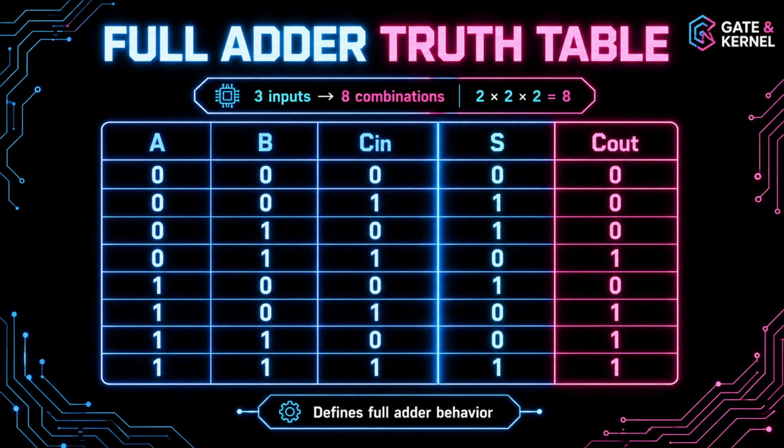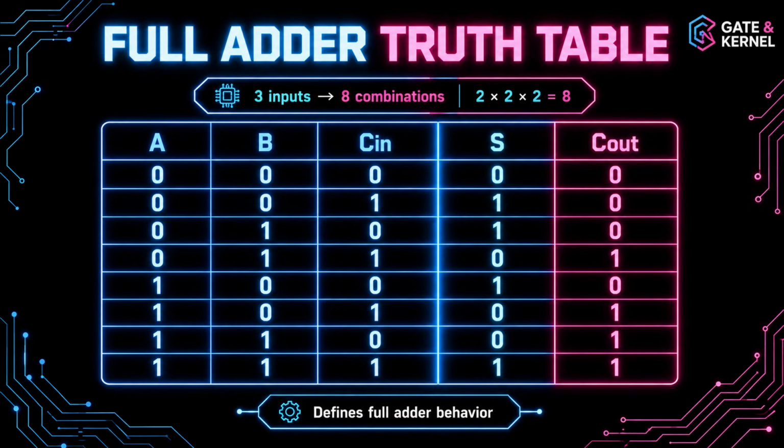Chapter 3. The full adder truth table. A full adder has 3 binary inputs. Each input can be 0 or 1. So there are 8 possible input combinations. For 0, 0, 0, the result is sum 0, carryout 0. For 0, 0, 1, the result is sum 1, carryout 0. For 0, 1, 0, the result is sum 1, carryout 0. For 0, 1, 1, the result is sum 0, carryout 1.